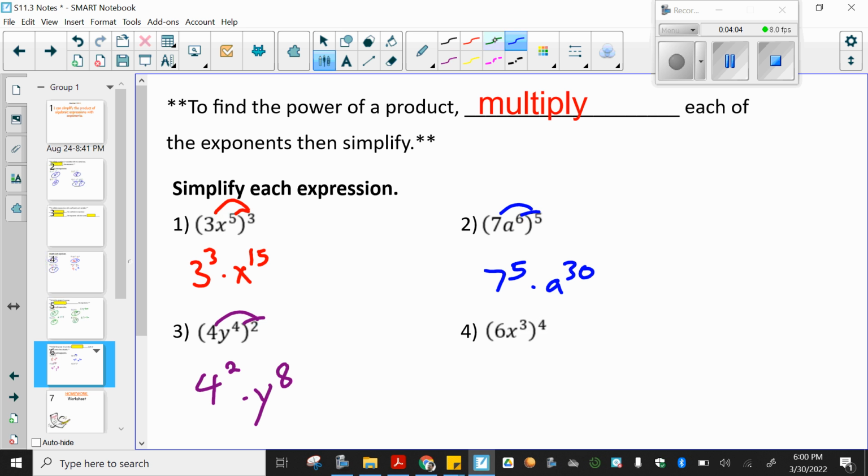Here, let's do it again. The color I didn't use. There and there. So 6 to the 4th times x to the, let's see, 4 times 3 is 12. So x to the 12th.